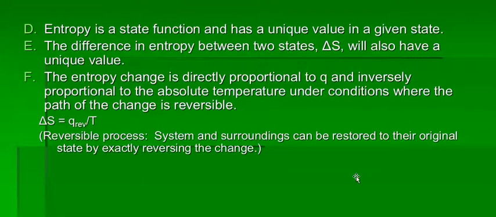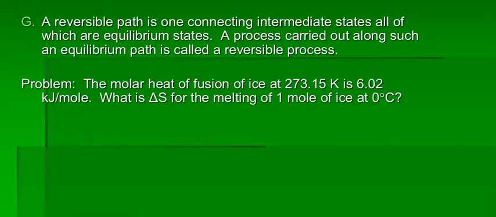Entropy is a state function and has a unique value in a given state. We can solve for the entropy change because it's directly proportional to Q and inversely proportional to the absolute temperature, under conditions where the path of the change is reversible, which means the system and surroundings can be restored to their original state by exactly reversing the change. So let's look at a problem where we solve for delta S.